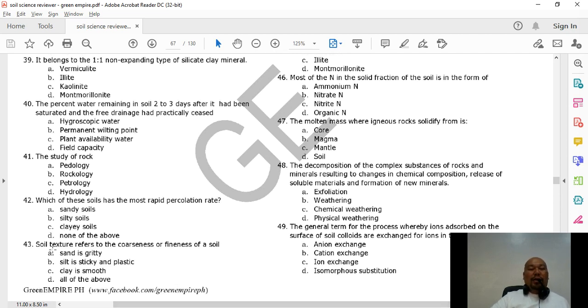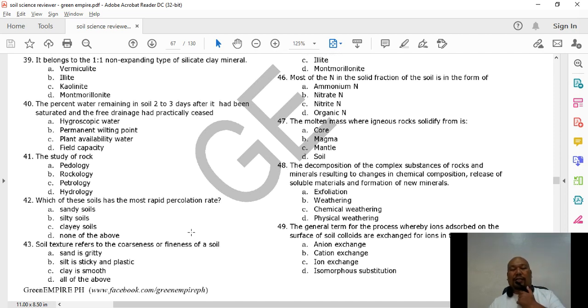Number 43. Soil texture refers to the coarseness or fineness of a soil. Sand is gritty. Yeah? It does not ask true or false. Silt is sticky and plastic. It's not. Clay is smooth. So what is the answer? I don't know the question. It is clay, but that is not in the options. Ma'am Renny Jane doubts it. You are assuming the question. Actually, this is not a question. This is a stupid statement, with options that are just as weird.